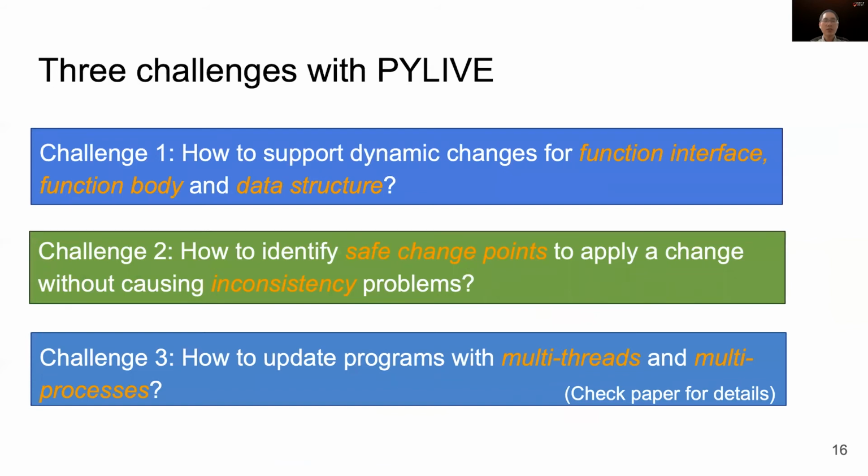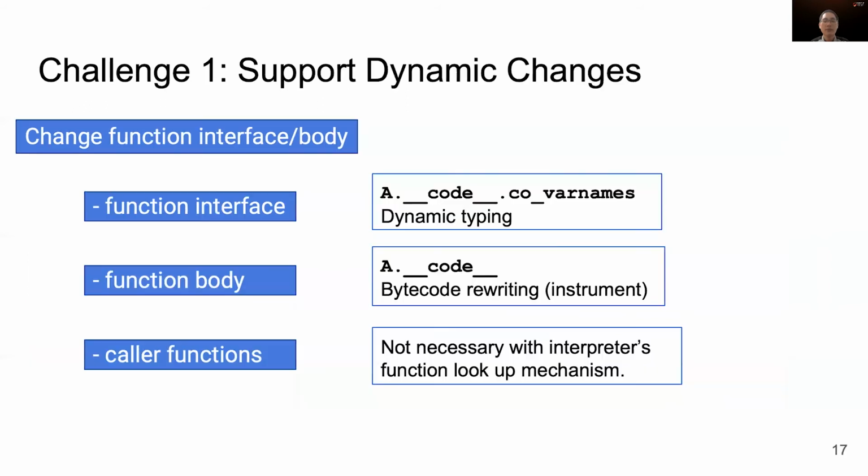PYLIVE faces three major challenges: how to support dynamic changes for function interface, function body, and data structure, how to identify safe change points to apply a change without causing inconsistency problems, how to update programs with multiple threads and multiple processes. We'll go through the first two. Challenge 1, support dynamic changes.